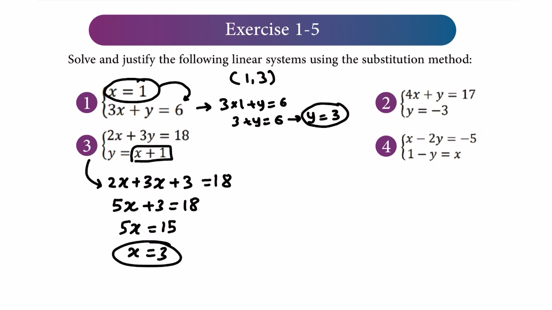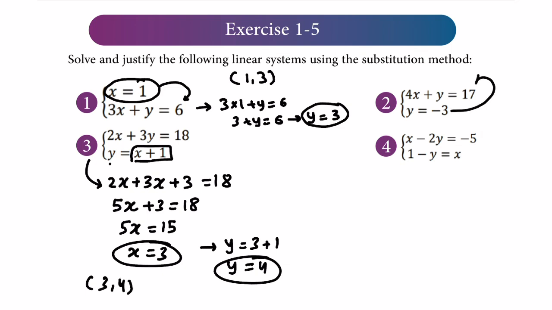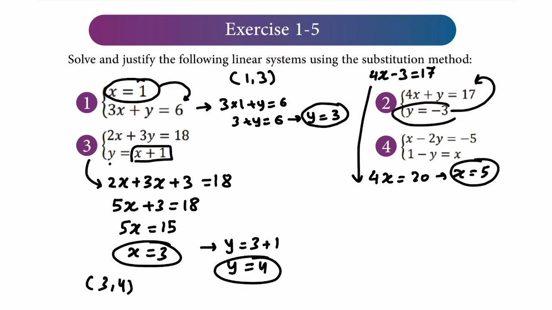You put it in the y here, and we get y equals 3 plus 1. You get y equals 4. So in this case, you have two numbers, 3 and 4. That's one of the cases. This one, you put it here, you get 4x minus 3 equals 17. And we put it to the other side here, 4x equals 20. Then you divide by 4, you get 5. That's the x, and that's the y. So the answer will be 5 and negative 3.